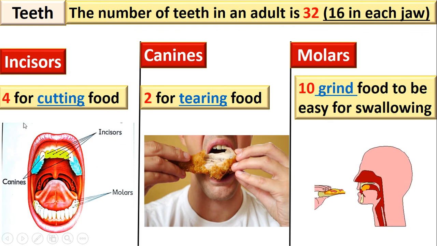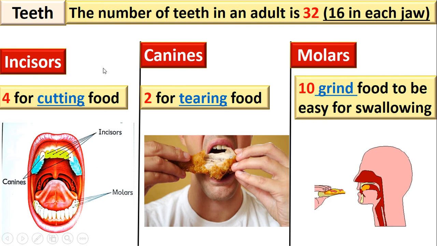There are 4 incisors in each jaw in your mouth. 4 incisors. 1, 2, 3, 4. And the function of the incisors is cutting food. When you are eating an apple, you are cutting the apple with your incisors, with your 4 incisors. So the function of incisors is cutting food.